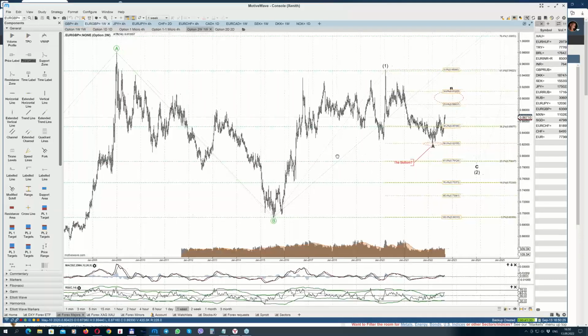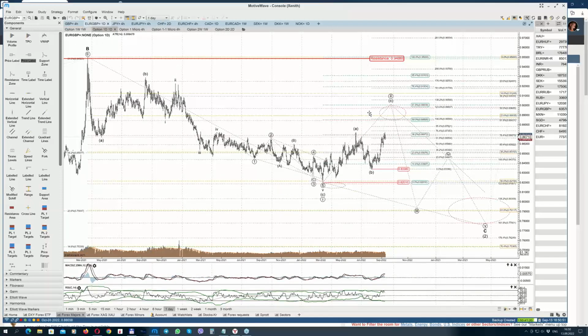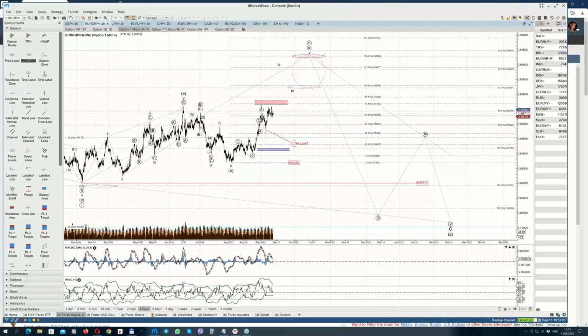Switching to the option 2W chart, let me point out this resistance. Below 0.9125, I couldn't consider a meaningful bottom is in place. So for now, I'm favoring a corrective rally scenario within this B wave or within wave 2. This is the wave 2 scenario, and this is the wave B scenario.